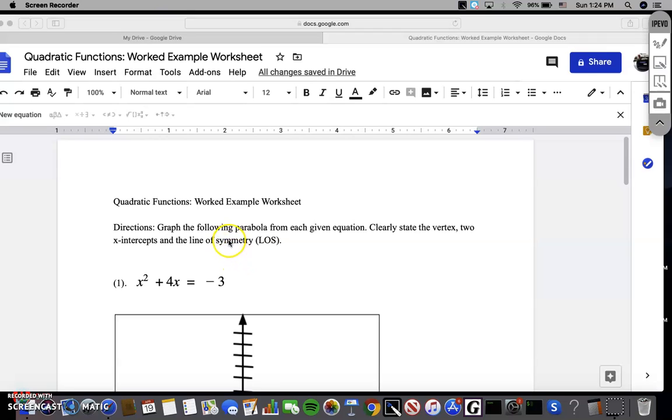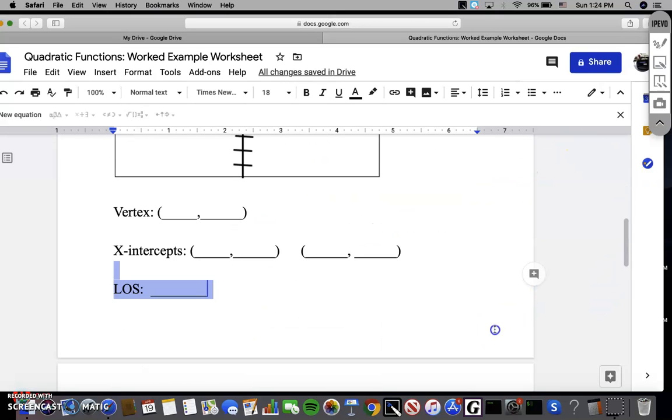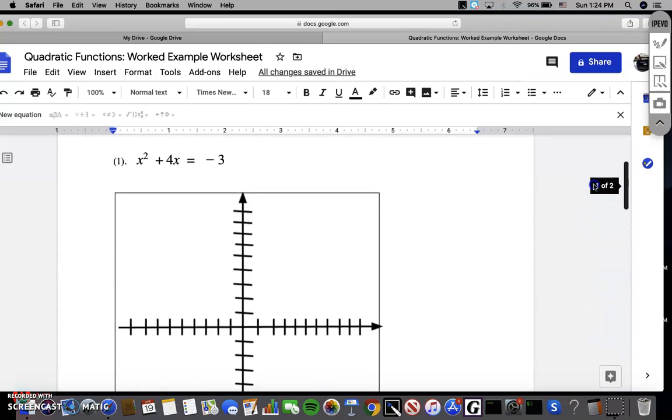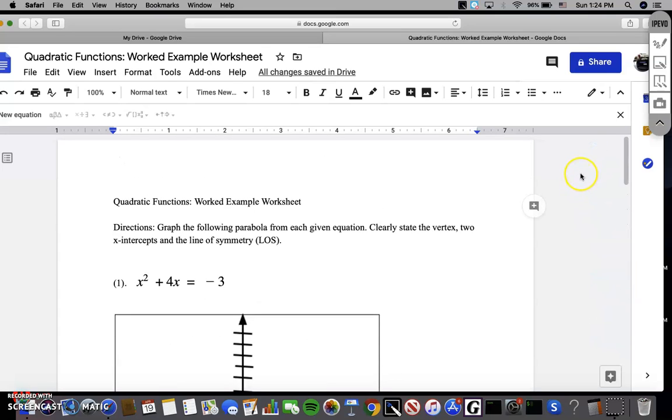Hi guys, today I'm going to be doing another video and we'll be focusing on quadratic functions on a worked example. So here I have two different worked examples and we're going to be solving through these today during the video, okay? So what our task is, it says graph the following parabola from each given equation. Clearly state the vertex, the two x-intercepts, and the line of symmetry.